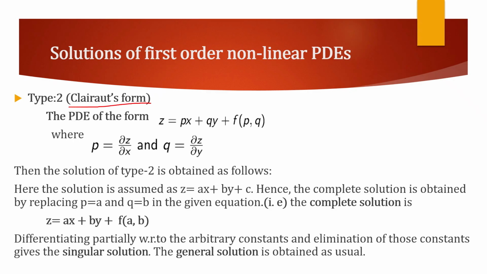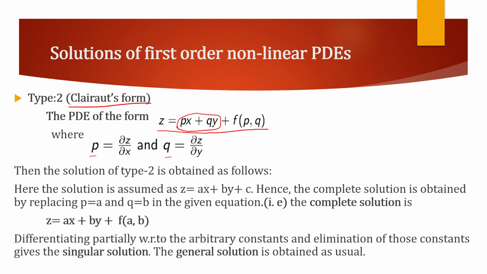This is the form of the nonlinear PDE, that is z is equal to px plus qy plus a function of p and q. Here the first two terms are fixed. This is the exact form of the second type of nonlinear PDE. We know that here p is dou z by dou x and q is dou z by dou y. These are first order derivatives, and here the solution is obtained as follows.